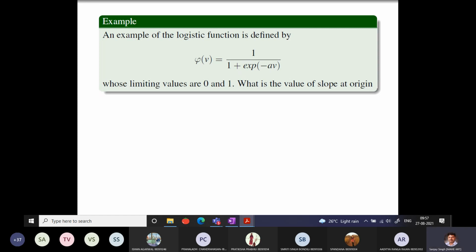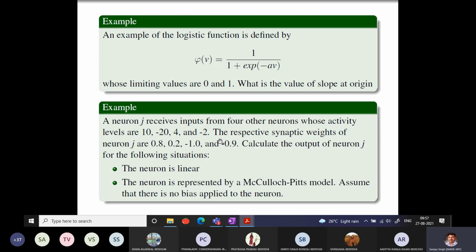For slope, what do you do? Any function is given to you and you are asked to find the slope. What do you do? You differentiate. Yes. So in this case also you differentiate and find the value of that particular derivative at the origin, means at v equal to 0, because a is a constant, and whatever value comes out will be the slope, right?